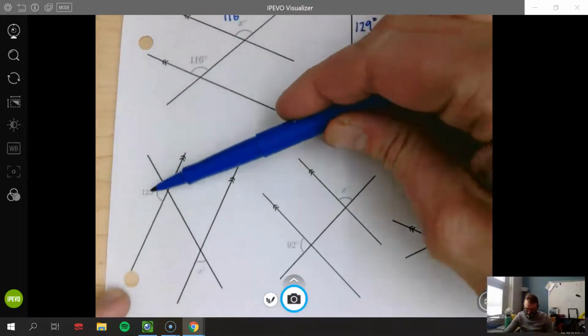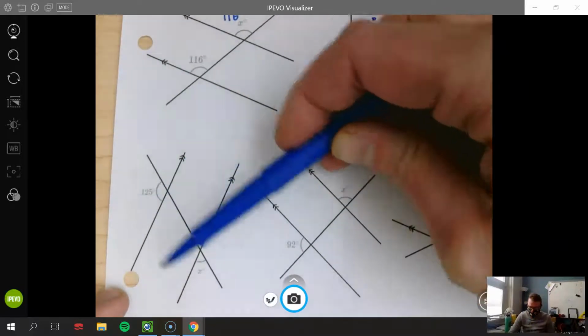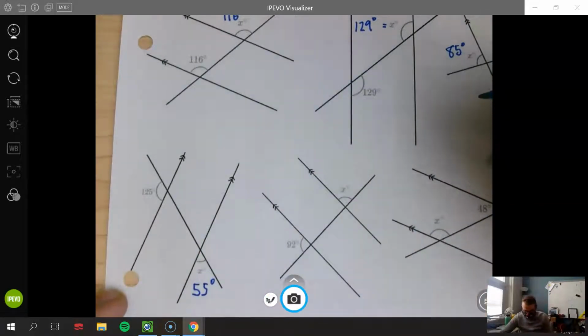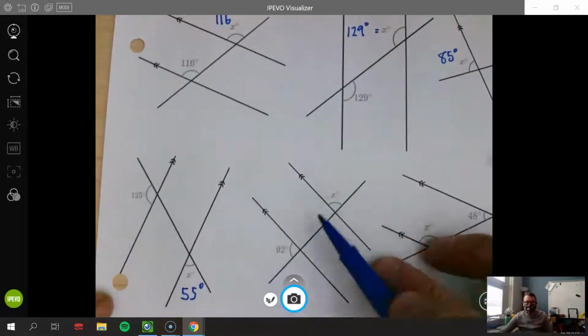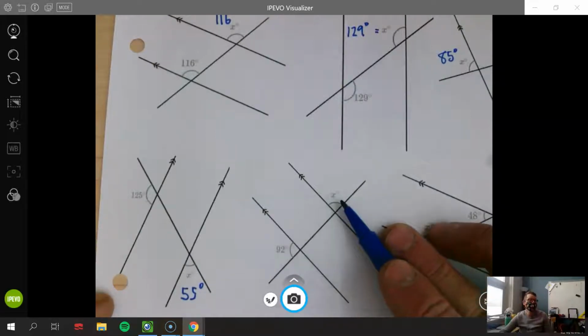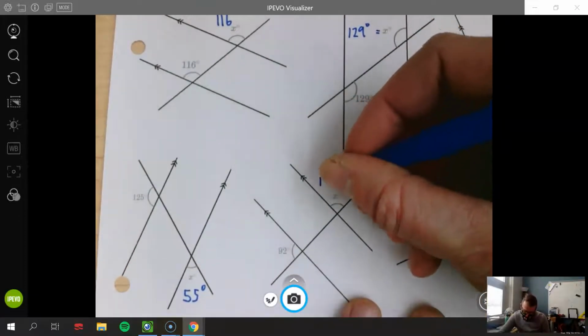Dewan, what about down here? Yeah, they're going to add up to 180, so we got to do the math and see that this is going to be 55. What about right here, Cooper? Oh, math is hard. Anybody? 88, right? Because they're going to be that sum of 180.